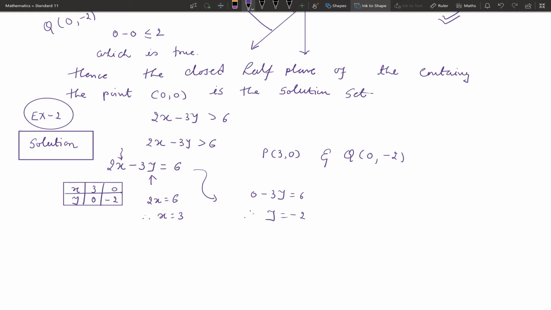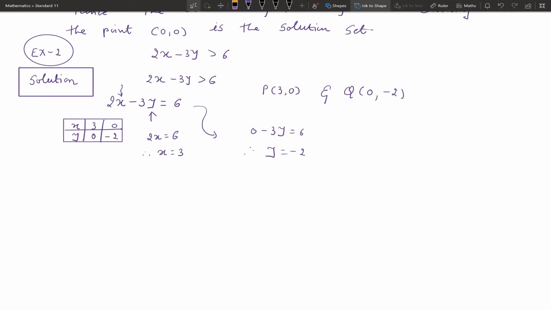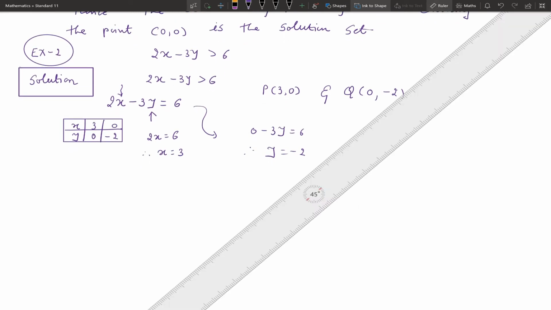So P 3, 0 and Q 0, minus 2. So again we note that the inequality is a strict inequality. So there will be a dotted line.